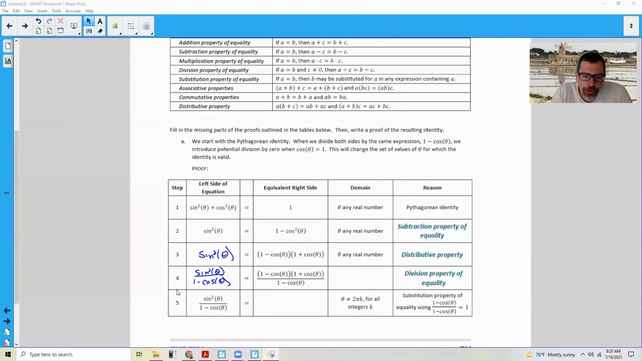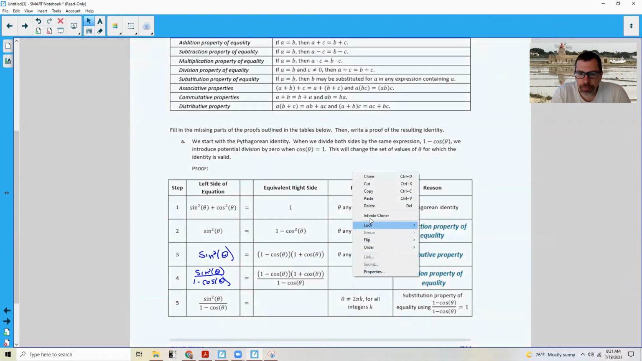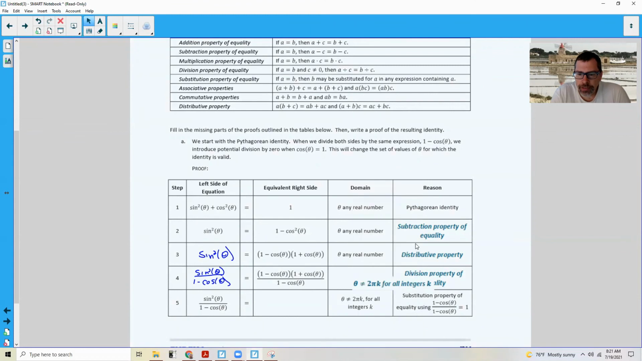Okay, the domain changed here. Now we have a restriction on theta. 1 minus cosine theta cannot equal 0. So cosine theta cannot equal 1. So let me bring that in. Shrink it down so it fits in here. Okay, so theta cannot equal 2 times pi k for all integers k.